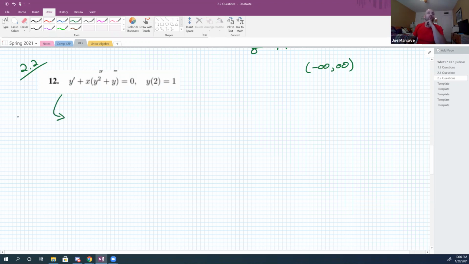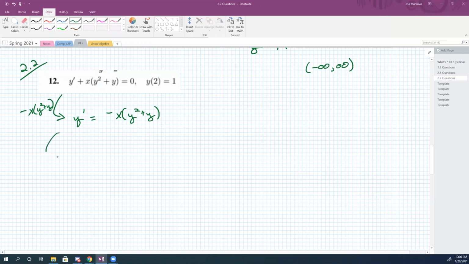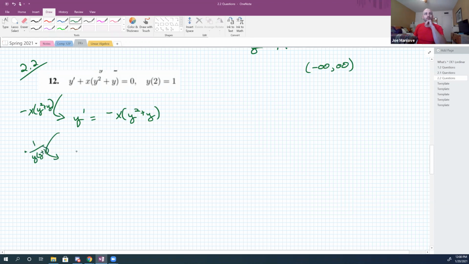So I'm going to subtract x times y squared plus y to the other side. So I'm going to have y prime is minus x times y squared plus y. Then what? Divide by the y term. Okay. We're going to multiply by 1 over y times y plus 1. So I'm going to get 1 over y times y plus 1 dy dx is minus x.